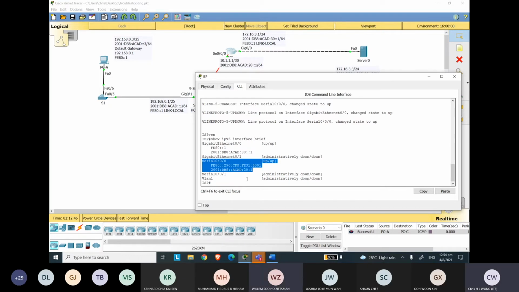Yeah, there's also an extra colon for the DBA and ACAD as well. Is that DBA? Oh yeah, the DBA, ACAD. Yeah, supposed to be here, isn't it? Am I right? It is. 2:1 DBA ACAD 20:1, supposed to be here. So this is wrong. This address is wrong. So we've got to change this address.